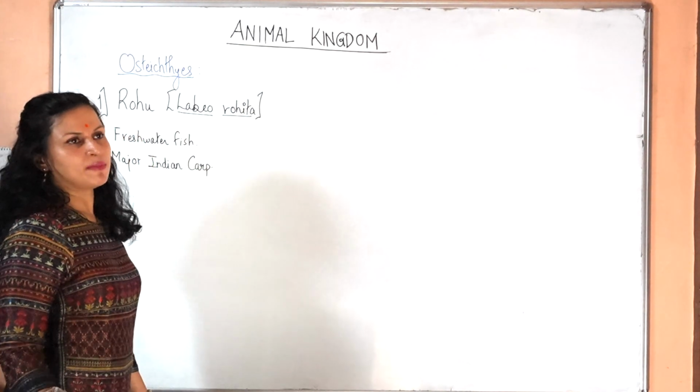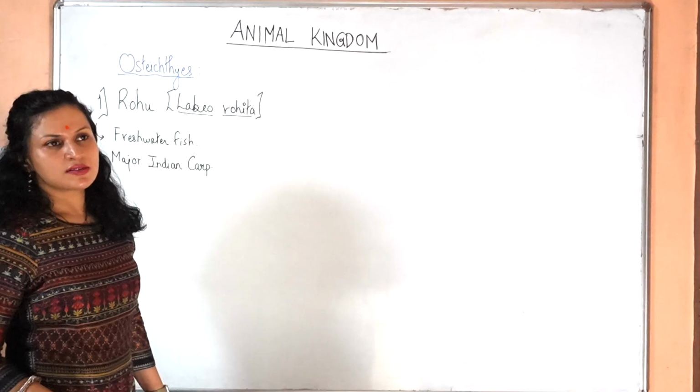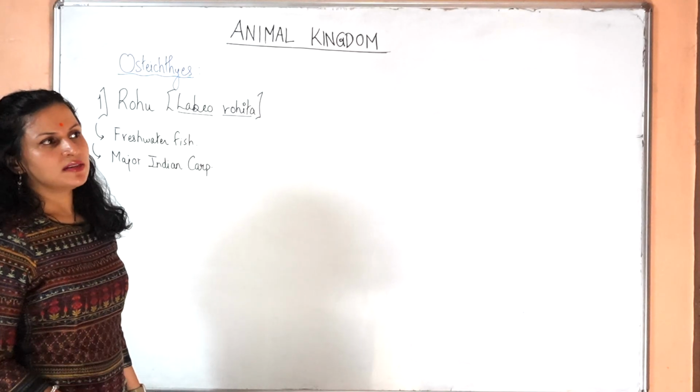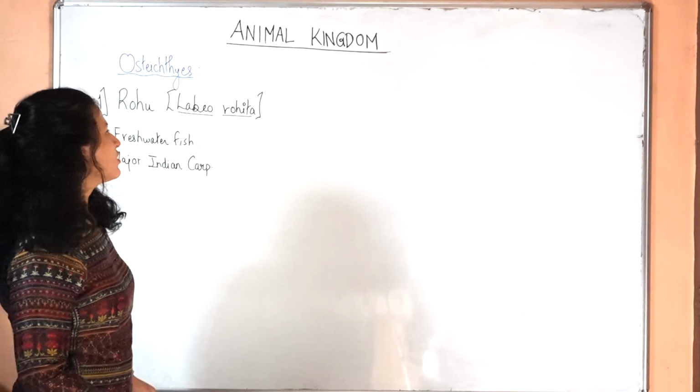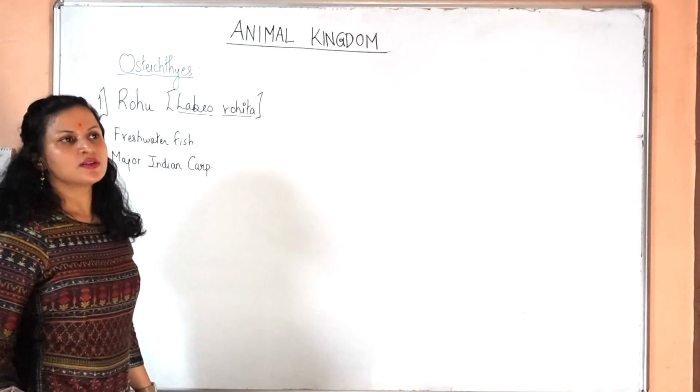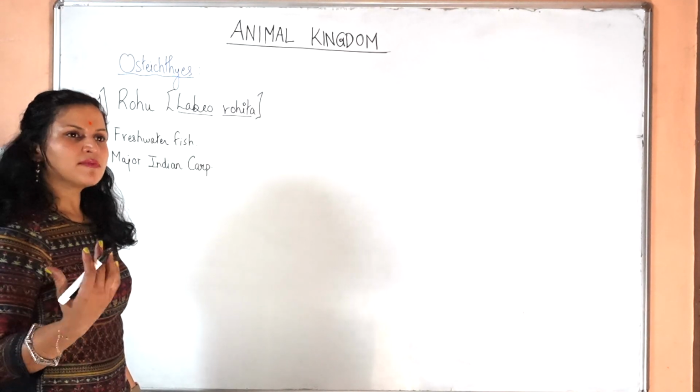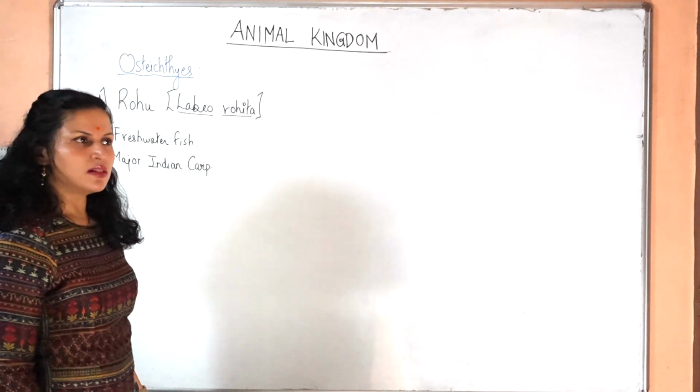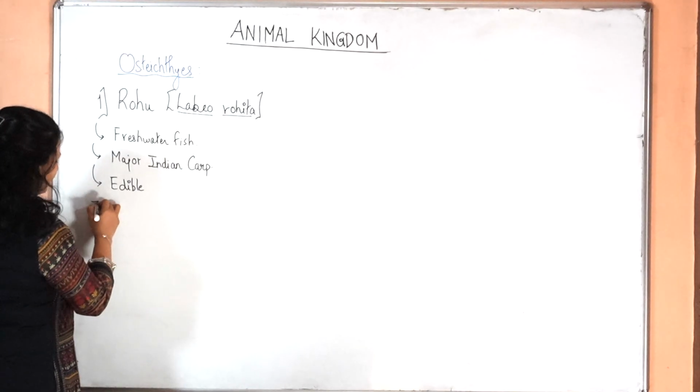So there is this family under Class Osteichthyes. All the fishes that fall under this family, they are called as carps. One of the fish that falls under this family is Rohu. There's another called Catla. Likewise, there are minor Indian carps as well. It is edible.